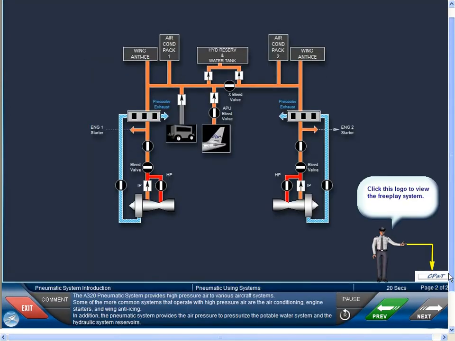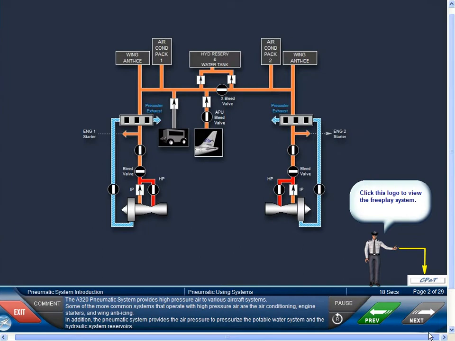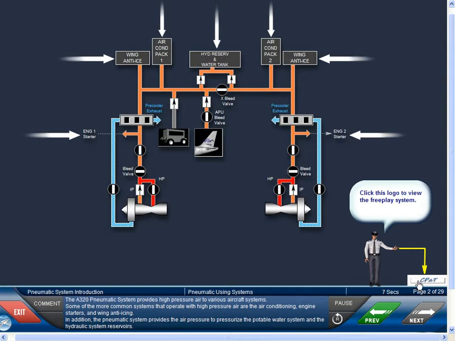The A320 pneumatic system provides high-pressure air to various aircraft systems. Some of the more common systems that operate with high-pressure air are the air conditioning, engine starters, and wing anti-icing. In addition, the pneumatic system provides the air pressure to pressurize the potable water system and the hydraulic system reservoirs.